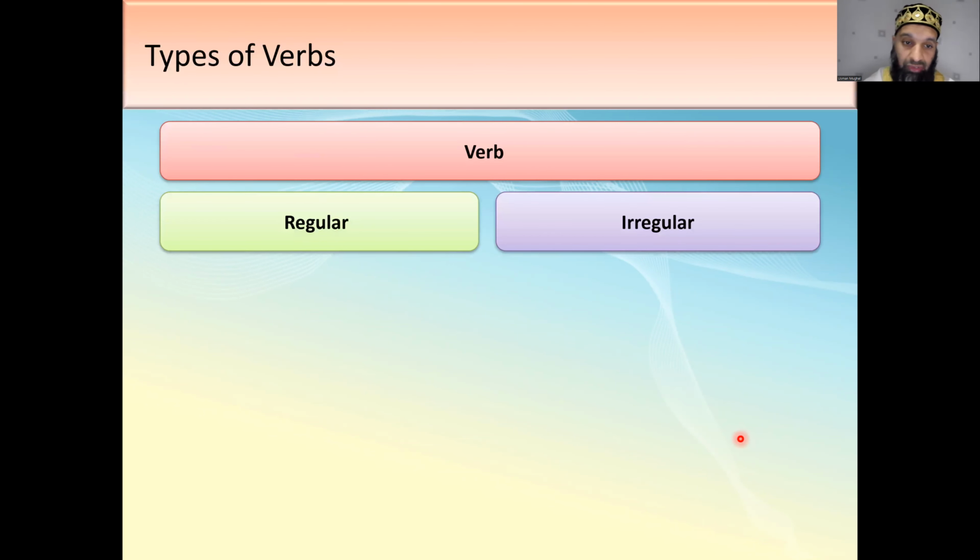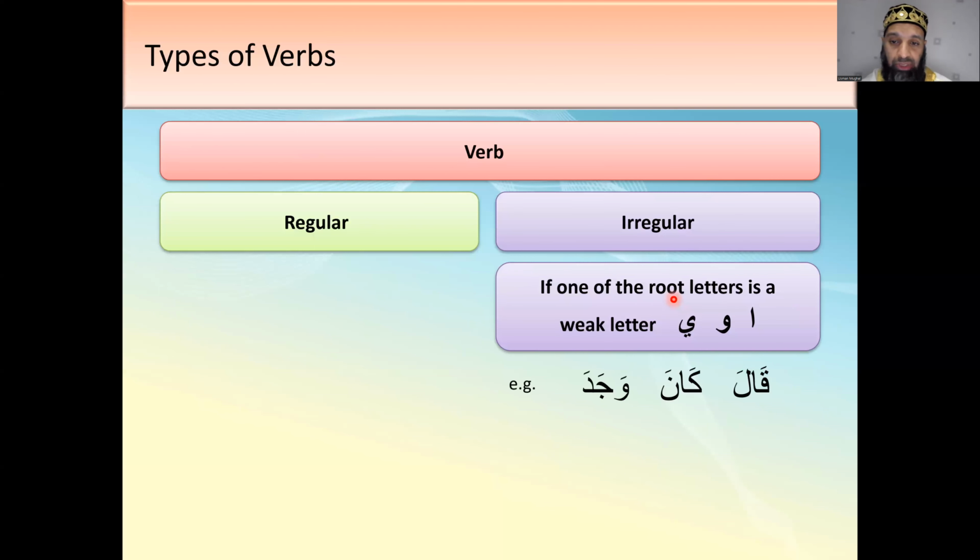So, we've done this before. Verbs are of two types, regular verbs and irregular verbs. Call them weak if you want. We mentioned already how you can tell a verb is weak when one of the root letters is an alif, a waw, or a ya. We've done this for the past tense verbs, and it's the same rules for present tense verbs. If the root word has an alif or a waw or a ya as part of its letters, these are weak verbs.